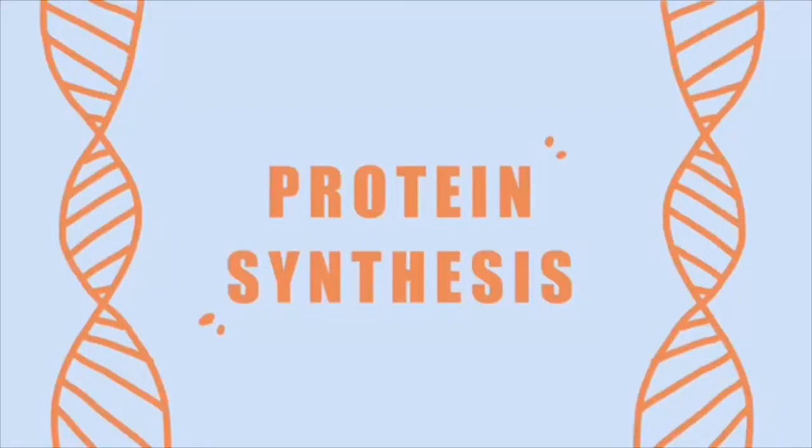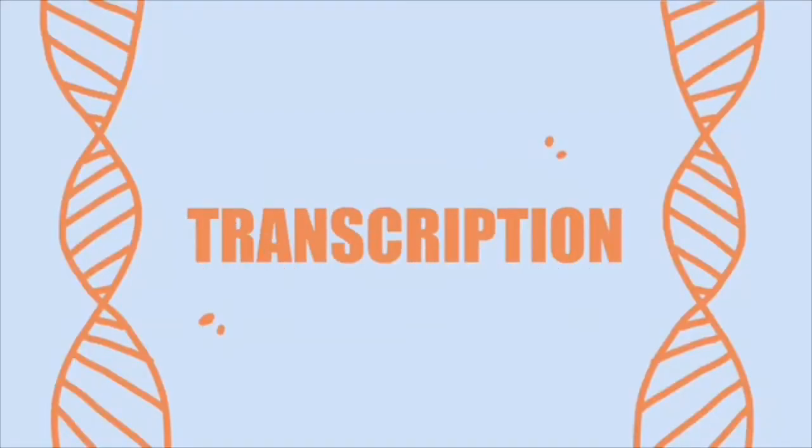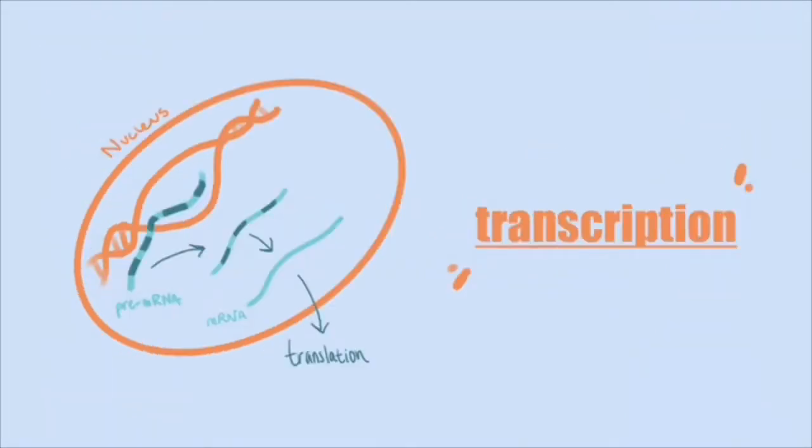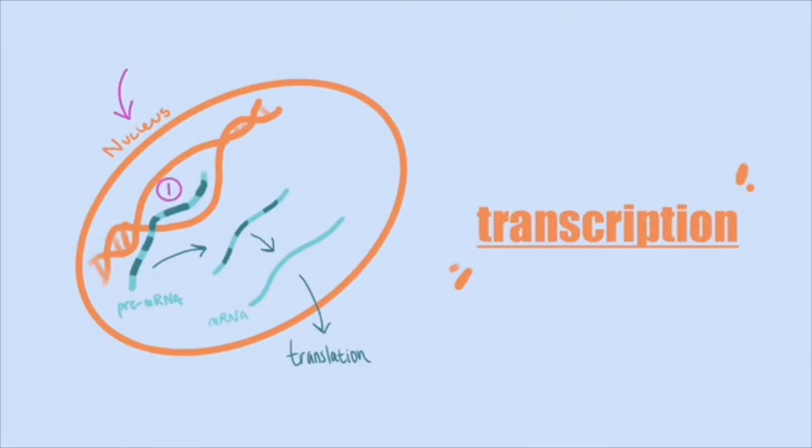Protein synthesis. Transcription is the first half of the process of protein synthesis. It involves the copying of a DNA strand into a molecule of mRNA or messenger RNA. Transcription occurs within the nucleus in a eukaryotic cell. There are two steps. First, DNA becomes pre-mRNA. Next, the pre-mRNA undergoes modifications to become mRNA and leave the nucleus.